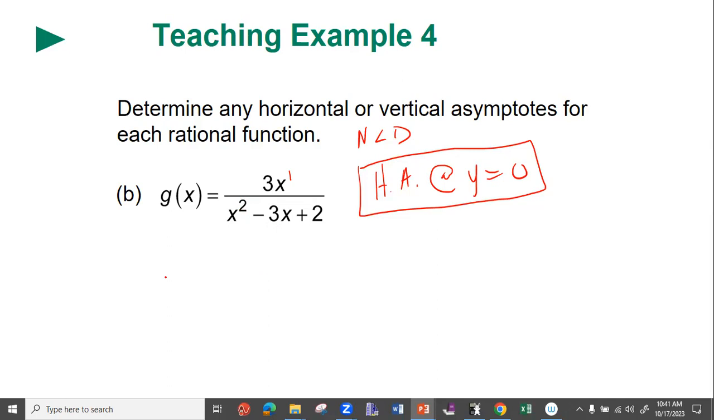So a vertical asymptote is found by setting our denominator equal to 0. If I have x squared minus 3x plus 2 equal to 0, how do we solve a quadratic? There are a couple ways. We have the quadratic formula. We also have mental factoring. We have factoring. So before you jump to quadratic, I always try mental. So I ask myself, is there anything that multiplies to give me 2, but adds to give me a -3?